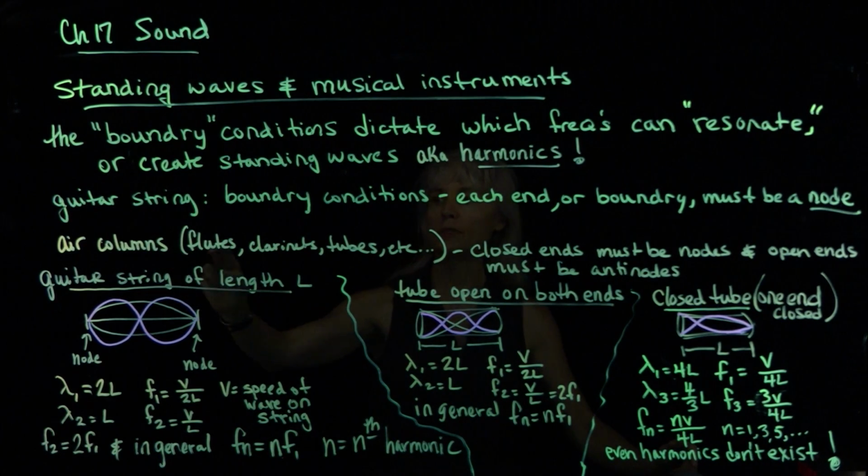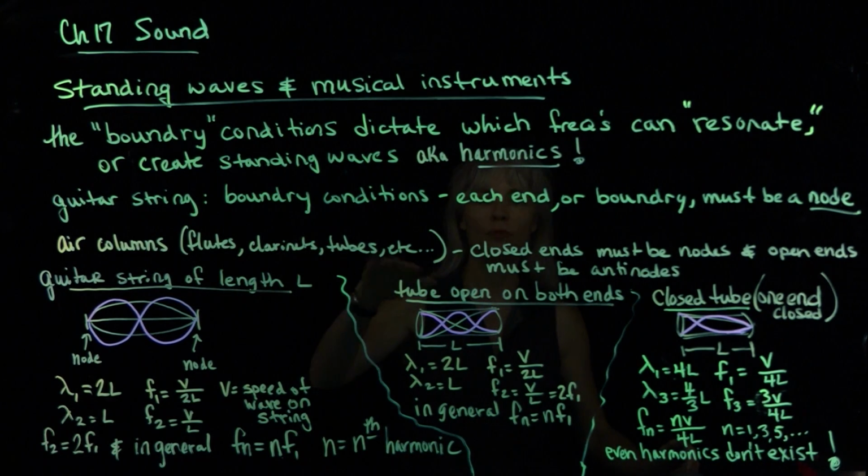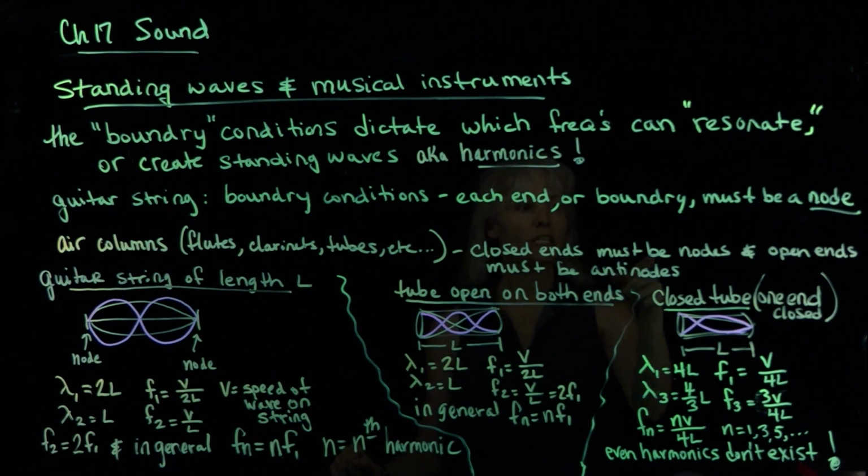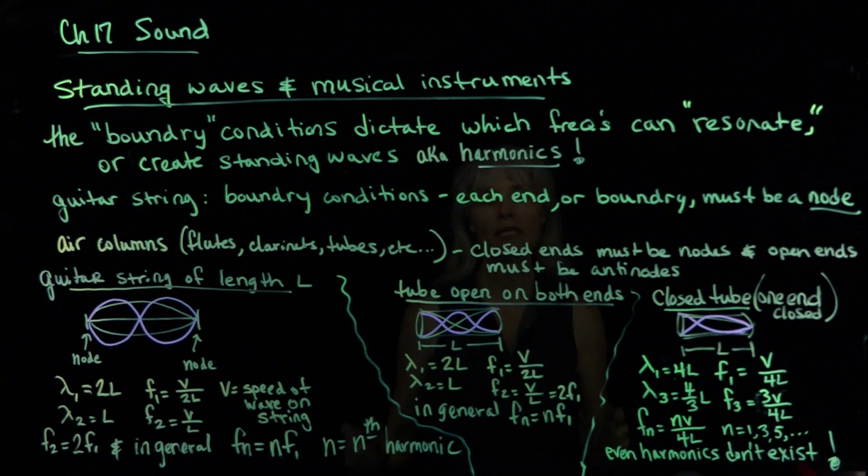For air columns, these would be flutes, clarinets, tubes, anything that you're blowing air into. Closed ends must be nodes and open ends must be antinodes. So these boundary conditions, the conditions at which the ends of these instruments must satisfy nodes or antinodes depending on what it is, totally dictate what harmonics we hear on that instrument.